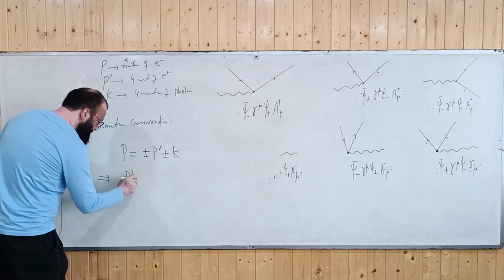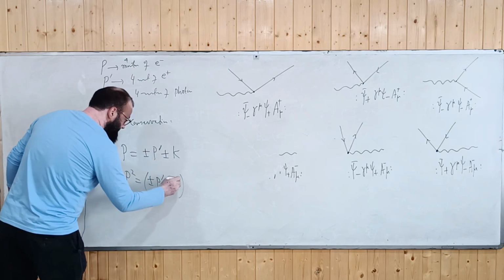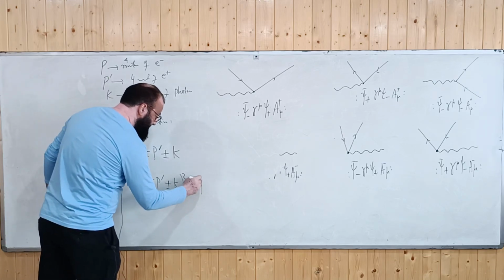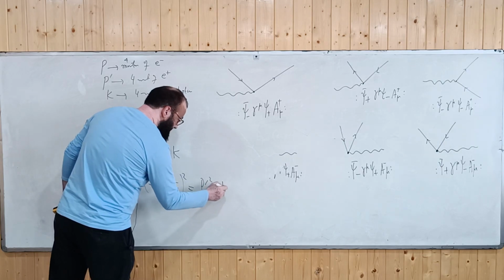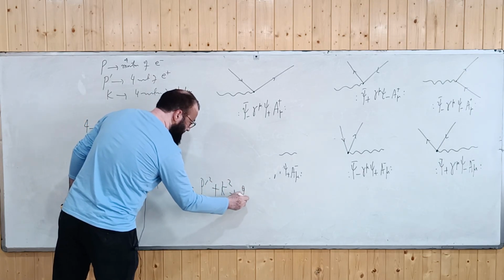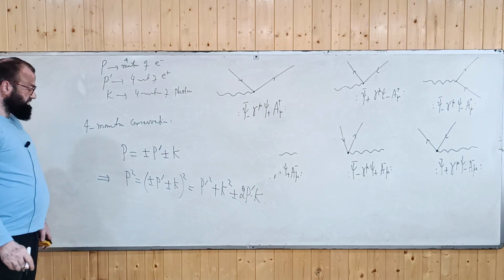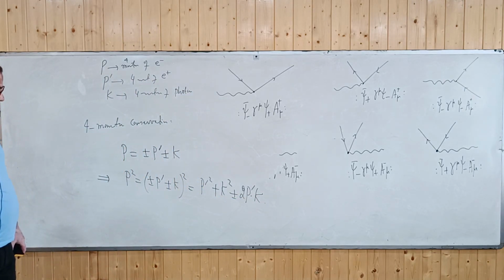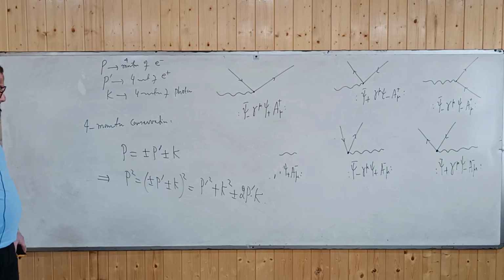Which implies p square is equal to (plus minus p prime plus minus k) whole square. So what is that equal to? It is simply p prime square, because all the minus signs will make a square. So it will be plus k square, plus minus twice p prime dot k. Clear? समझ आया? Okay.